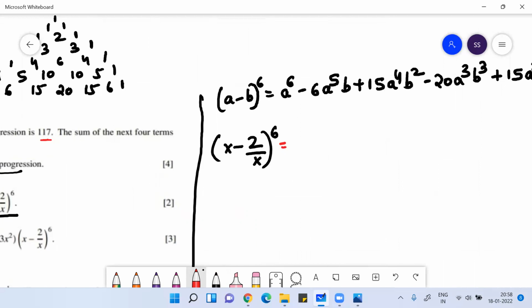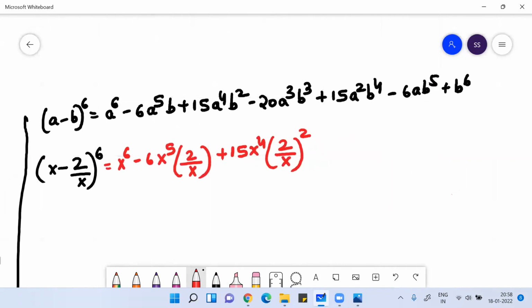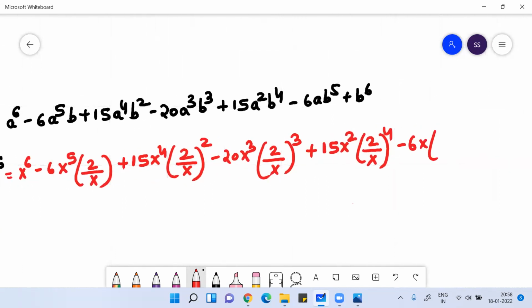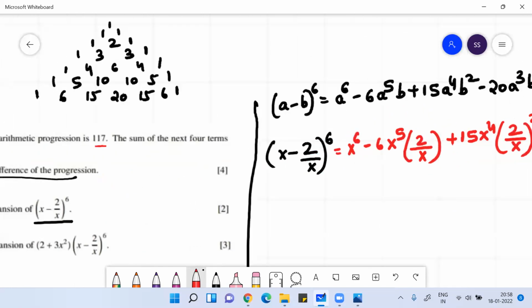So you can spend 1 minute extra and do the expansion of this. This would be x to the power 6 minus 6 x to the power 5 into 2 by x, plus 15 x to the power 4 into 2 by x to the power 2, then minus 20 x cube into 2 by x to the power 3, plus 15 x square into 2 by x to the power 4, then minus 6x into 2 by x to the power 5, plus 2 by x to the power 6.